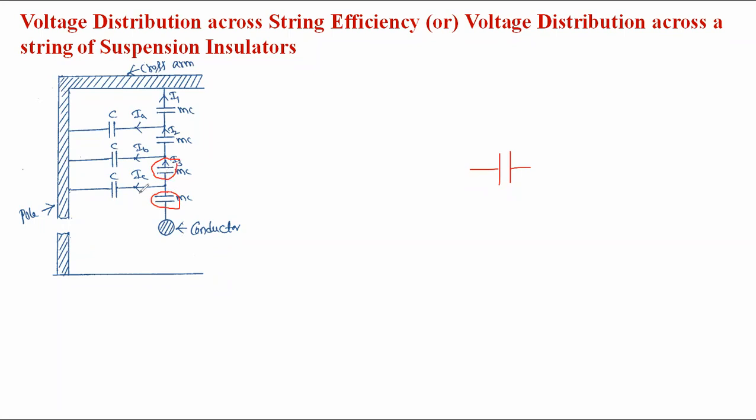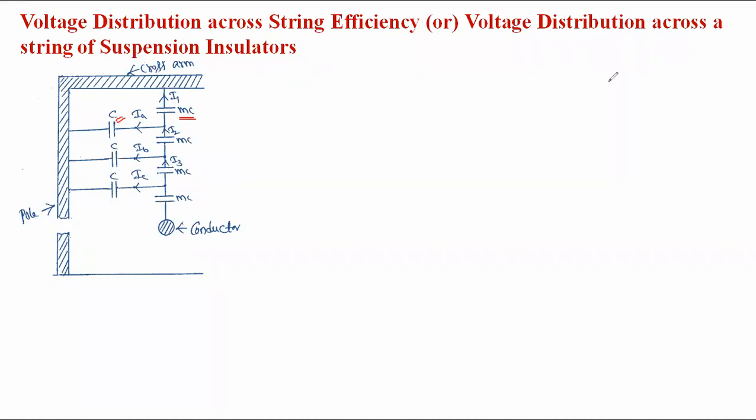That capacitance is known as the mutual capacitance or self capacitance, represented by MC. But practically, the supporting structure to the insulator also acts as an isolation medium, that is, it acts as a capacitance. This capacitance is known as the shunt capacitance, represented by C.